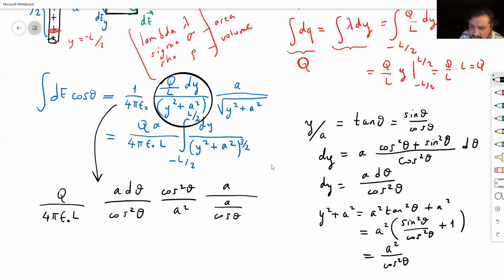So let's see what cancels out now. So this a takes care of that a. This takes care of the square here, one a left. Cosine squared, only cosine theta left. All right?